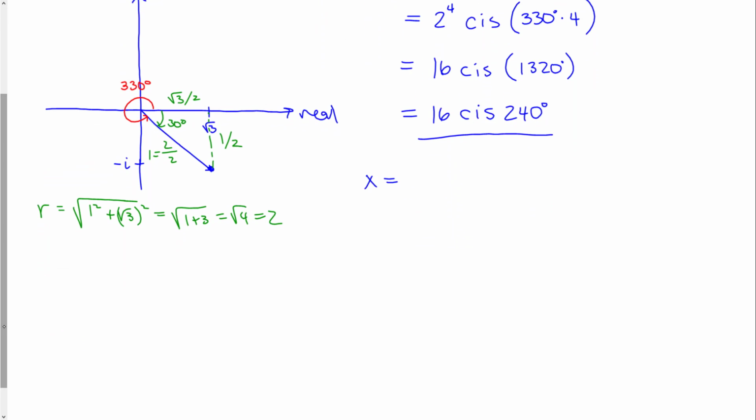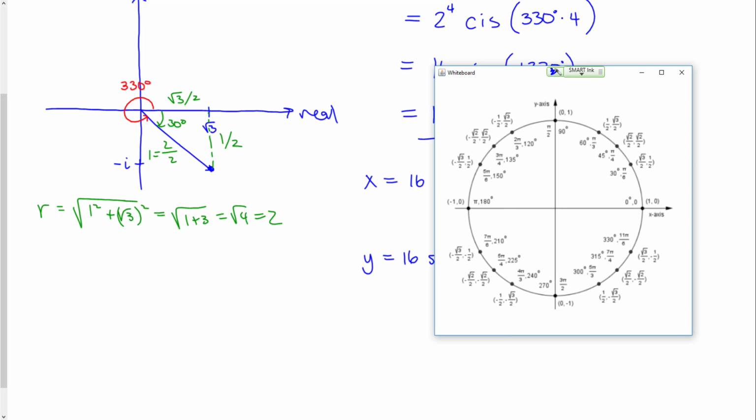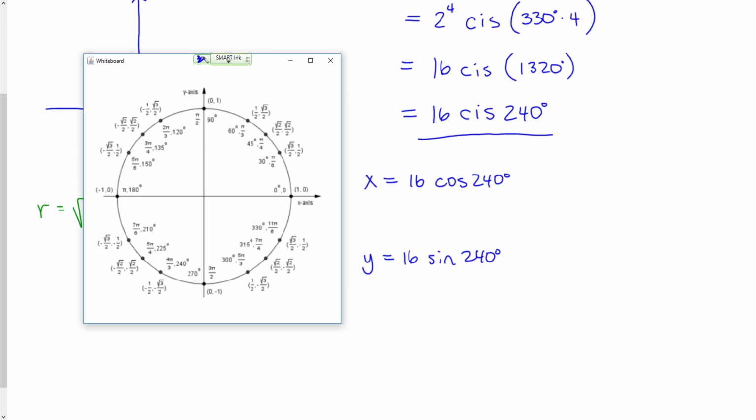So x equals 16 cosine 240 degrees. Y equals 16 sine 240 degrees. And if you have a unit circle handy, you can use that to get these, or if you want to use a right triangle approach, you can use that. I try and use a variety of approaches to help everybody out here.